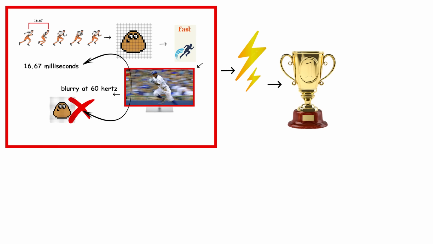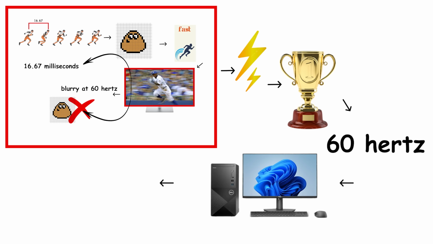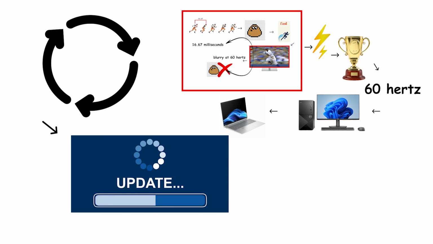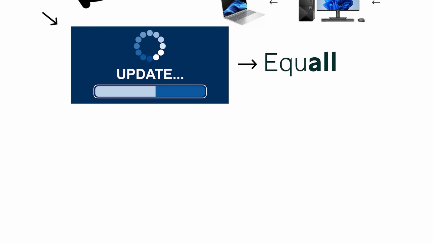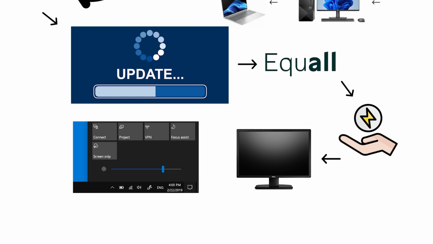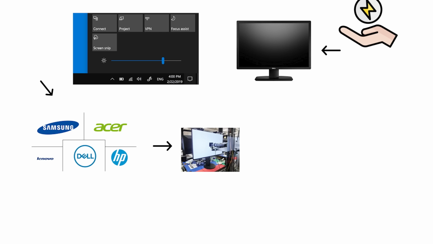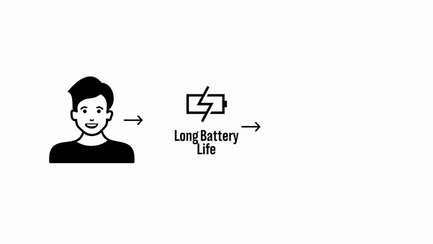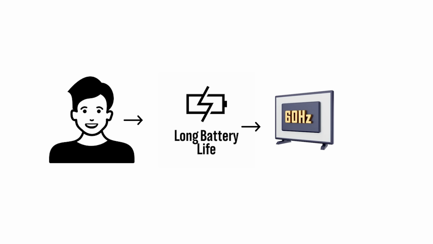Power is the one solid win for 60 Hz on desktops and laptops. Fewer refreshes mean fewer updates and slightly lower draw, all else equal. The exact savings depend on panel tech and brightness, but manufacturers and lab tests consistently note higher refresh rates use more power because they update more often. Translation: if you want maximum battery life, 60 Hz is the sensible setting.